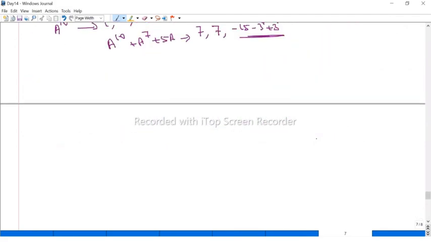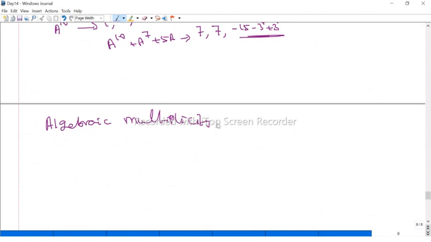So the algebraic multiplicity of the eigenvalue lambda is nothing but the number of times lambda is repeated. So the number of times repeated is called the multiplicity, algebraic multiplicity.